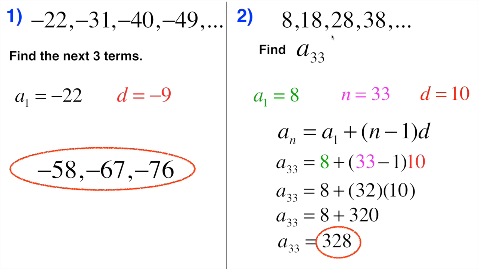This one we're just plugging in information that we know. It looks like it's going up by 10. My difference is 10, and my first term in the sequence is 8. We're just plugging this in and simplifying what's on the right-hand side.